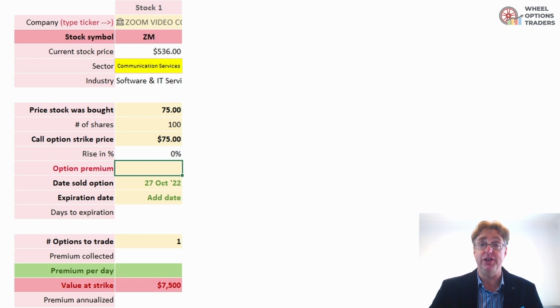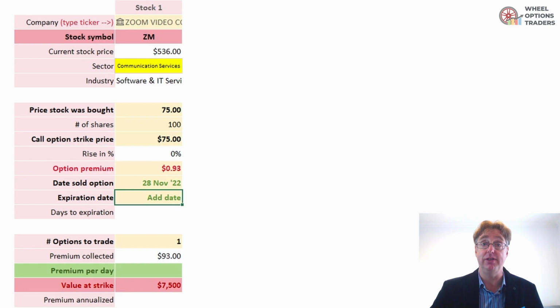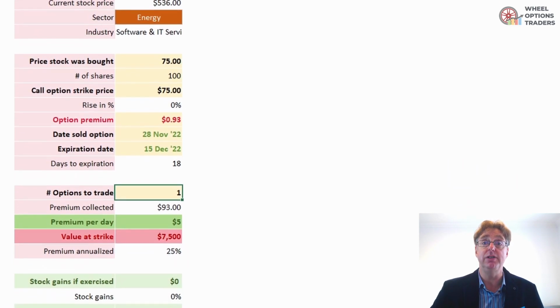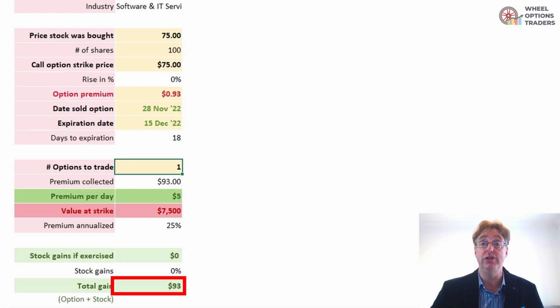Okay, let's continue. Say premium is 0.93 and date sold is the Monday following the day we were assigned the shares, so the 28th of November, and let's choose expiration as 15th December. Okay, now you can see the details there. $93 premium, averaging $5 per day, and that's a 25% return annualized. At the bottom, we can see that the total gain is $93, which is made through the premium collected for the option trade.